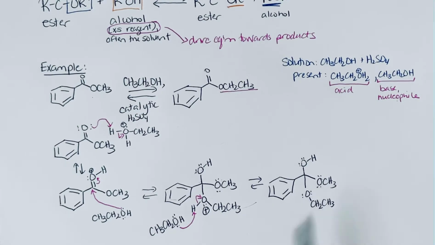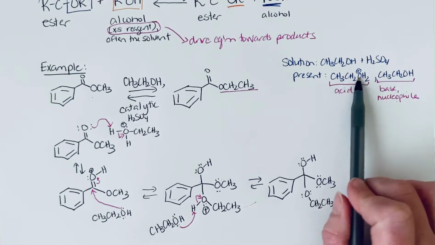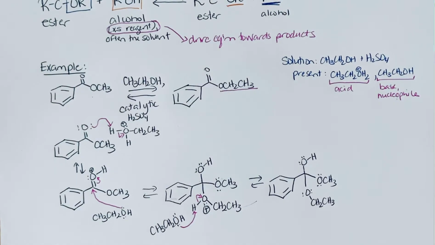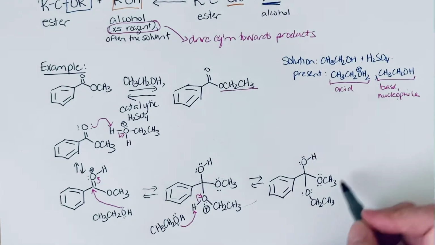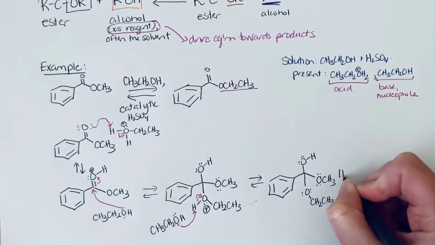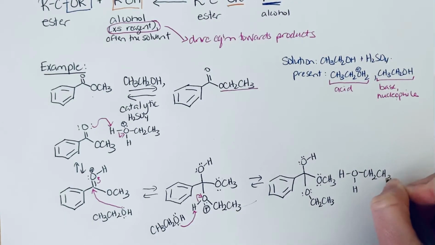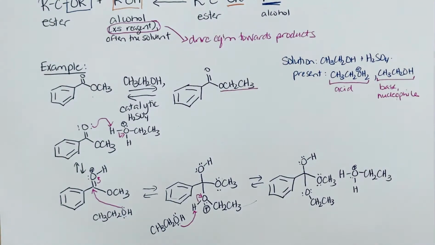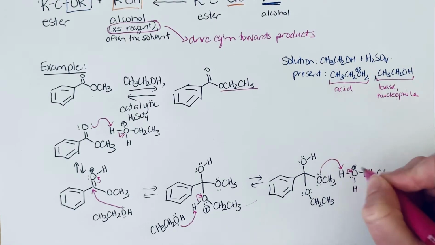So we need to protonate this OCH3 to make it a good leaving group. It can't leave as methoxide in an acidic solution because methoxide is too strong of a base. So if we're going to protonate it, we need an acid. So our actual acidic species is the protonated alcohol. And we know that again because strong acids dissociate completely. So we are going to use that protonated ethanol as our acid source here. And so we can protonate that methanol in order to make it into a good leaving group.